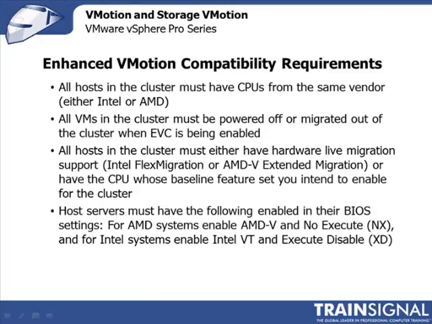Here are the requirements for using the Enhanced vMotion Compatibility feature. First, all hosts in the cluster must have CPUs from the same vendor. They must have all Intel or all AMD processors. All VMs in the cluster must be either powered off or migrated out of the cluster when EVC is being enabled. All hosts in the cluster must either have hardware live migration support, which is Intel FlexMigration or AMD-V Extended Migration, or have a CPU whose baseline feature set you intend to enable for the cluster. See VMware Knowledge Base article number 1003212 for a list of supported processors.